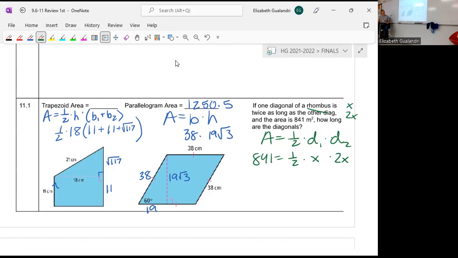And then you would have to solve here. Now I did this. I said 1/2 times 2 is 1, so those go away. So I have 841 equal to x squared. That's what x times x is. You took the square root, and that's why I can find my answer there. Your x value in this case comes out to 29. And it does say how long are the diagonals. So the x one is 29, the other one was 2x. So double that, and that would be 58. So you have two answers there, 29 and 58.